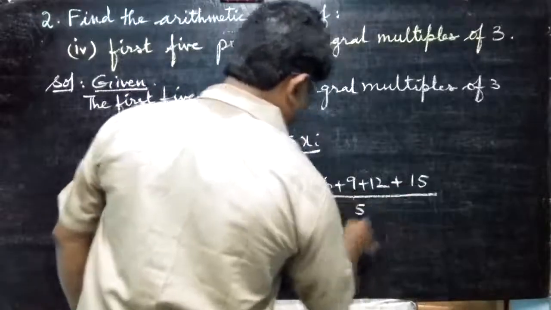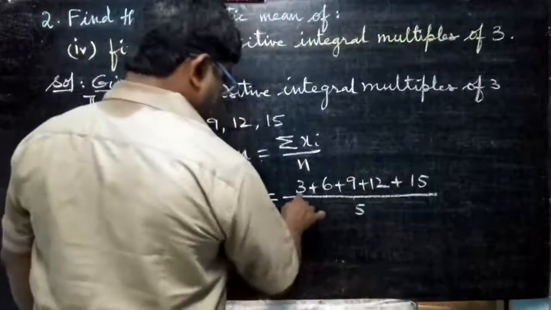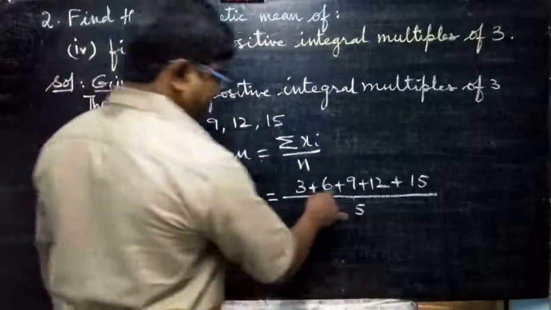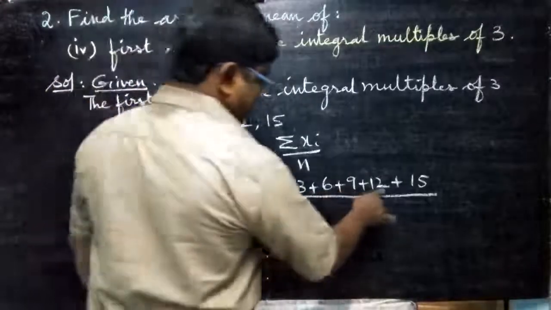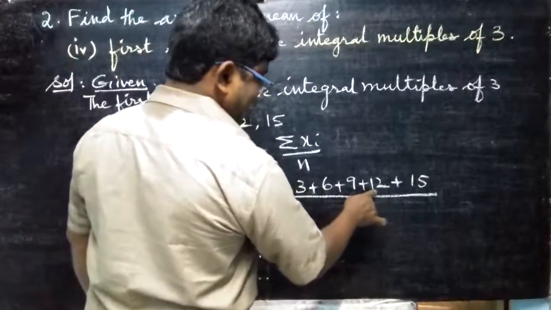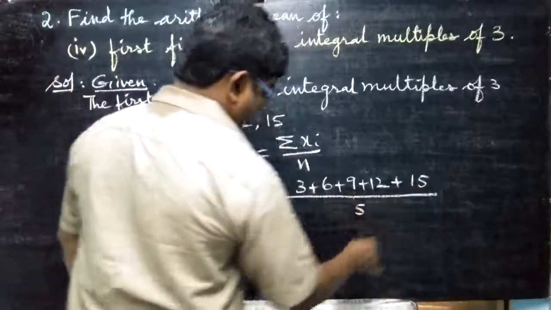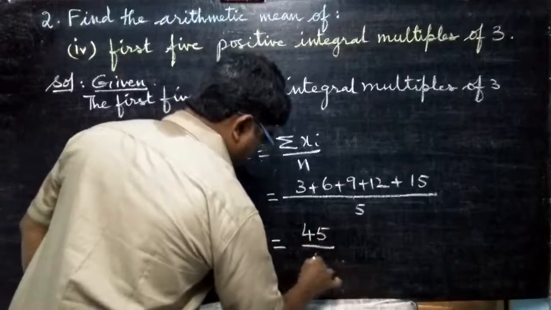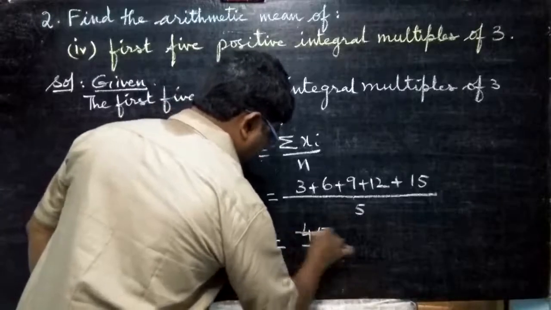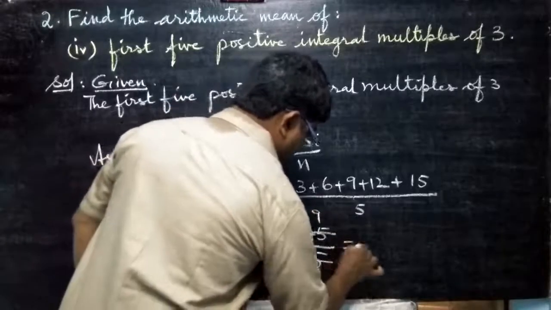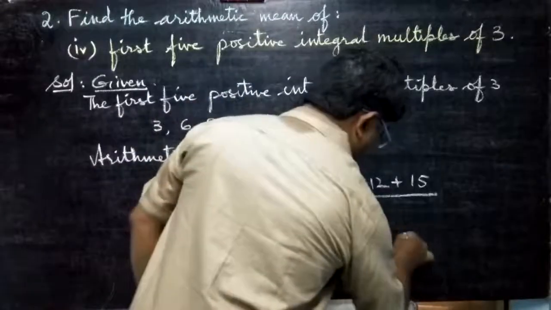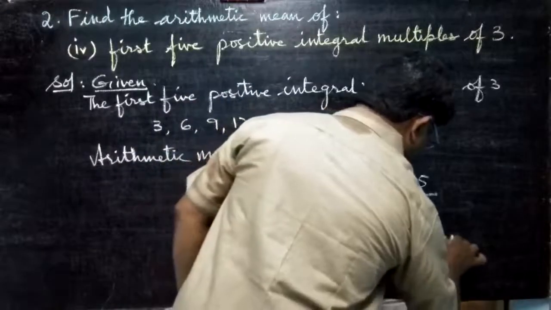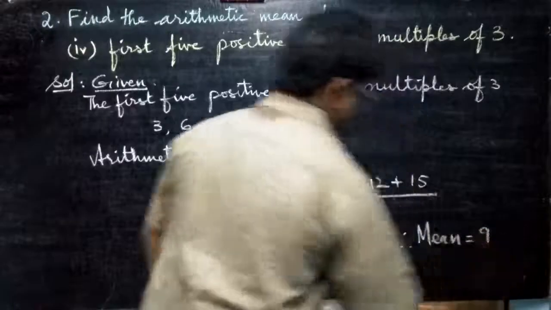5. Now add. 3 plus 6 is 9. 9 plus 9, 18. 18 plus 12, 30. 30 plus 15 is 45. 45 by 5. 5 goes how many times? 9 times. That is equal to 9. Therefore, mean is equal to 9. You have to write the conclusion compulsory.